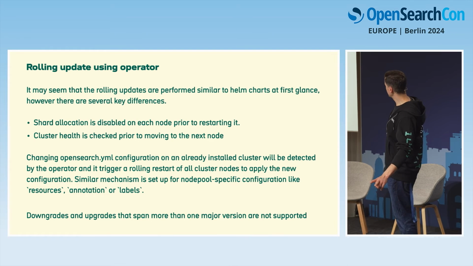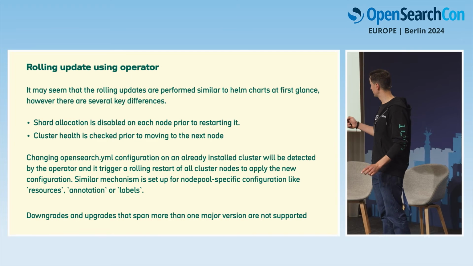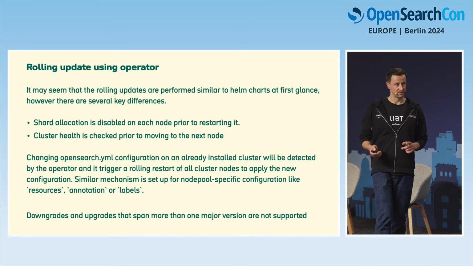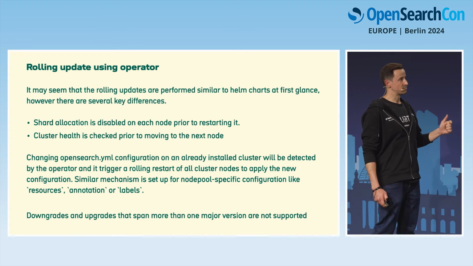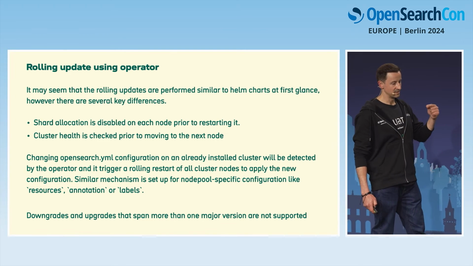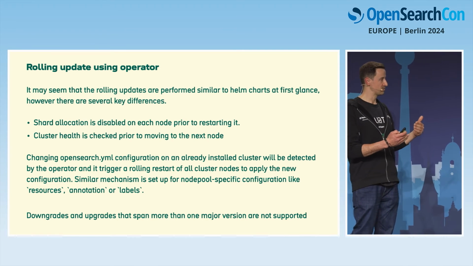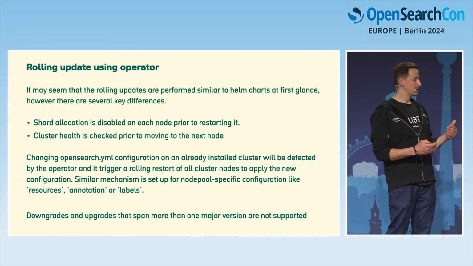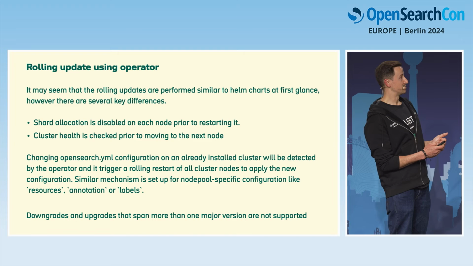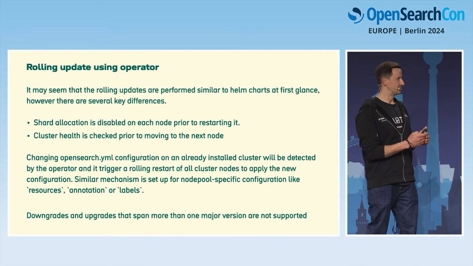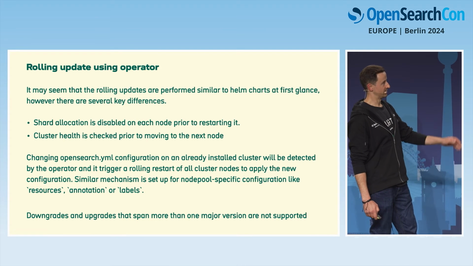I'm nearly done. So two things with rolling updates. Yes. So we said before that Helm has a problem. That problem is fixed with the Operator. Shard allocation is disabled on each node prior to restarting it. After you restart it, it's enabled. The health is checked. Then it moves to the second one. So visually, if you compare the two, it almost looks identical. But under the hood, you get a lot more safety and security with the second option, because it does check your cluster. If something goes wrong, it doesn't do it. Whereas with Helm, it's just like a tank. It just rolls over it.